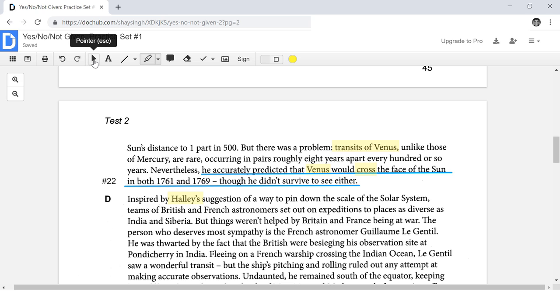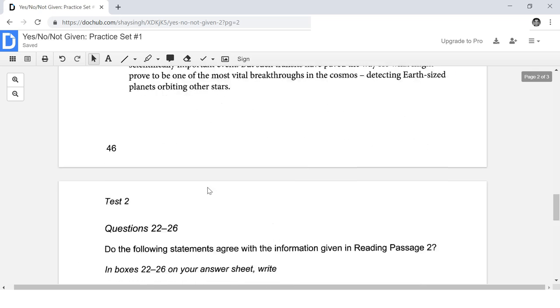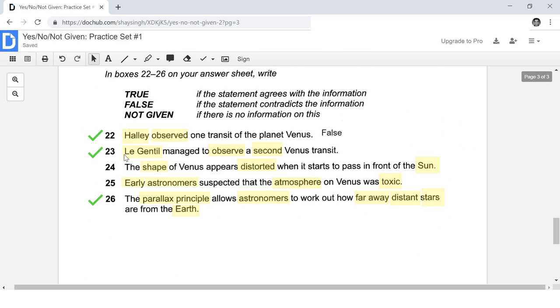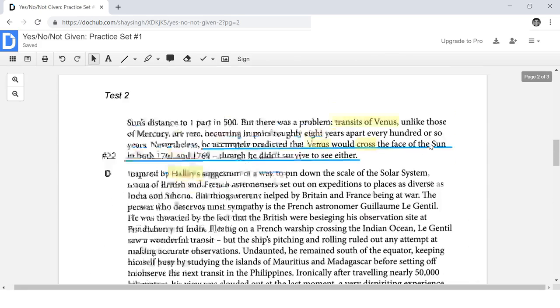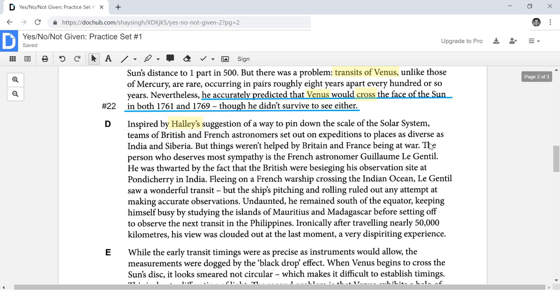Awesome. So now let's go back down to our questions and let's move on to number 23 next. Le Gentil, that's our next keyword. It's the name of a person. So let's see if we can find this keyword and something about observing a second Venus transit. So the answer to number 23 has to be found after this point because the answer to number 22 was here. So 23 has to come after it.